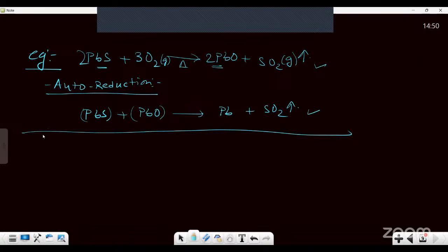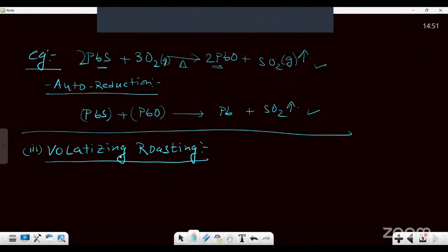Okay. Now, this is the oxidizing roasting. There is another roasting which we call volatilizing roasting. Now, what is volatilizing roasting? Volatilizing roasting means, what does it mean? You just think yourself. What can it mean? Volatilizing. That means there must be some volatile materials. Now we are roasting it, which means we are converting the sulfides to oxides. So there must be some volatile oxides.